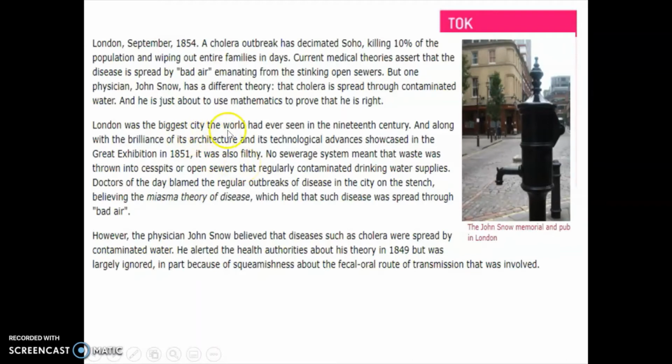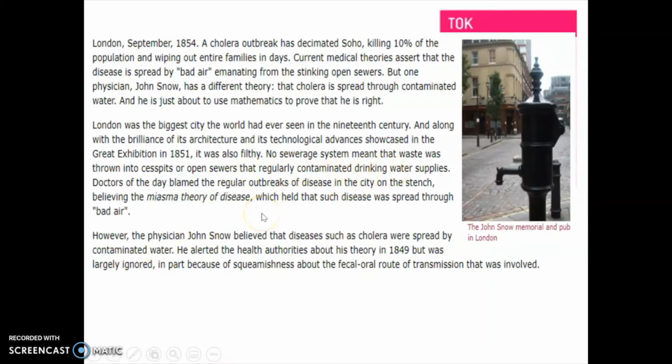At that time, London was the biggest city in the world, and along with the brilliance of its architecture and technological advances, showcased the Great Exhibition in 1851. It was also a filthy city. There was no sewage system, meaning waste was thrown into cesspits and open sewers that regularly contaminated drinking water supplies. So yes, the sewer water smelled, but that was not the cause of the disease. The cause was that dirty sewer water went into drinking water supplies.